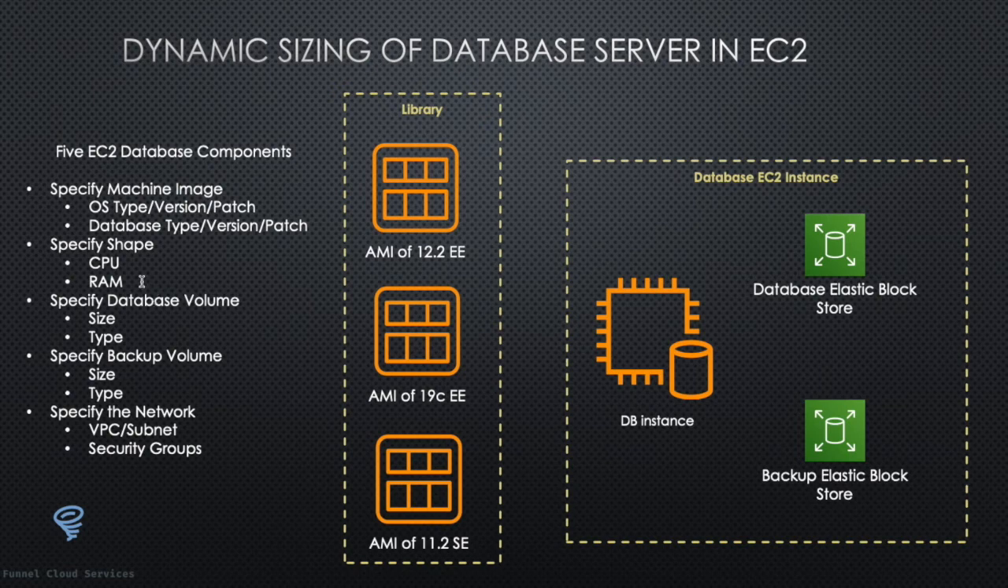So pretty dynamic of the variables you want there. And then you specify we do it at 2 different volumes, one for the database itself and one for a backup. So for each of those volumes, specify the size and the type. And again, we've separated out the network creation from that. So now we're just going to specify where this is going to live: what's the VPC and subnet it's going to live at, and what are the security groups associated with it.